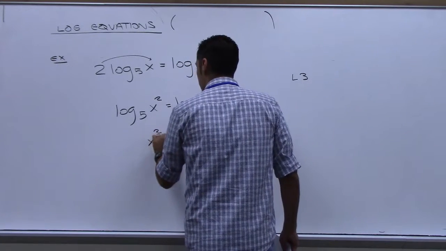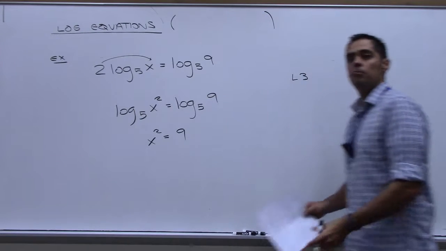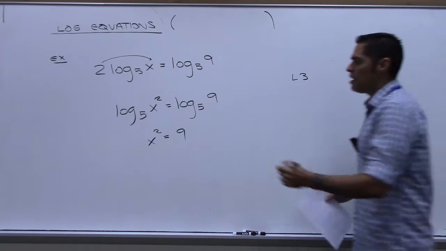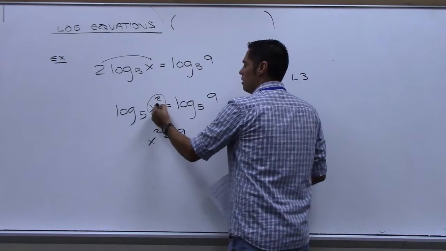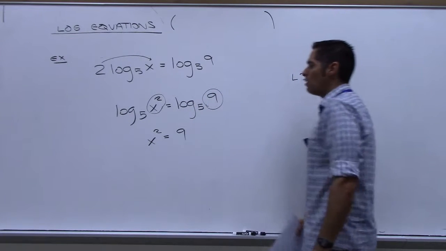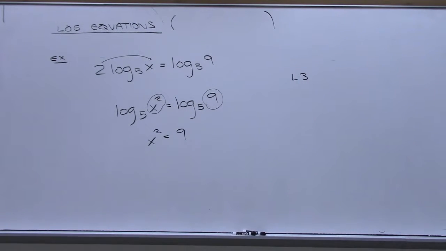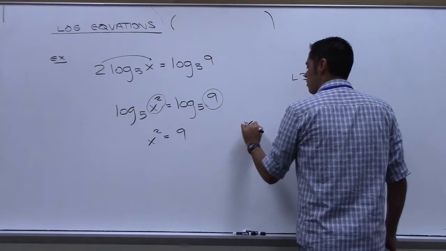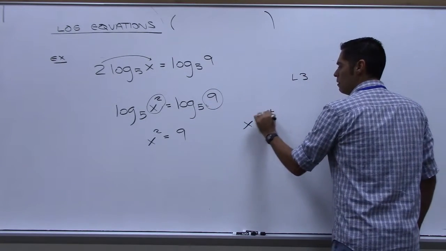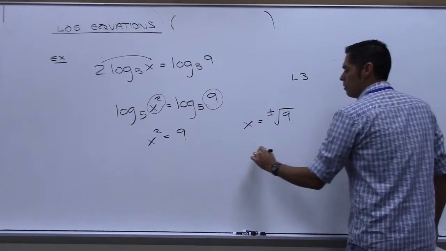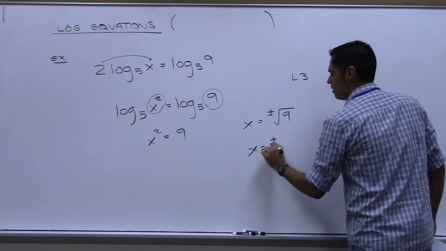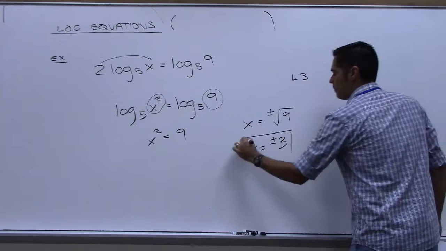Now we can use the property I've just put up on the board, because the argument of this log must be equivalent to the argument of that log. And how do you solve that? Square root both sides. And when you take the square root, you always have to do plus or minus the root of 9, which is just plus or minus 3, right?